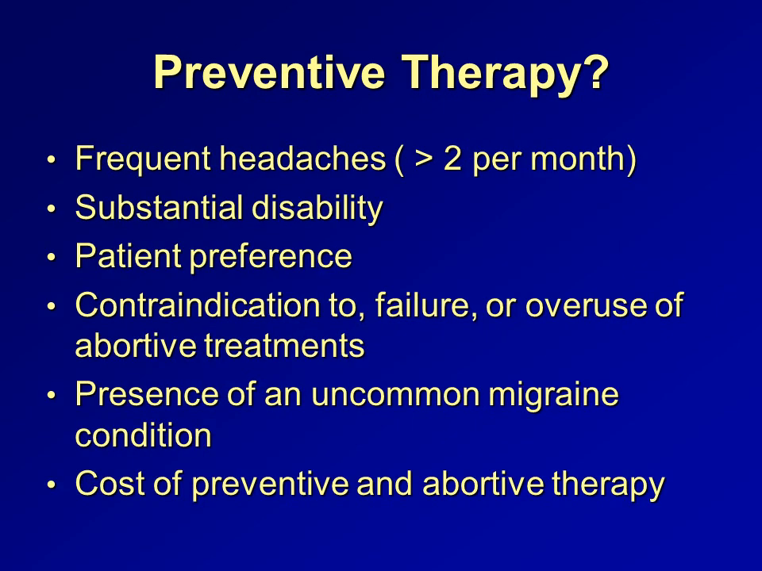The decision to start preventative therapy should be based on several factors. Frequent headaches with substantial disability, defined as greater than 2 per month that produce disability lasting 3 or more days. Contraindication to, failure of, or overuse of abortive treatments. Presence of an uncommon migraine condition such as hemiplegic migraine, migraine with prolonged aura, or migrainous infarction. And in addition, patient preference. Costs of preventative and abortive therapy and risk of side effects should also be considered.